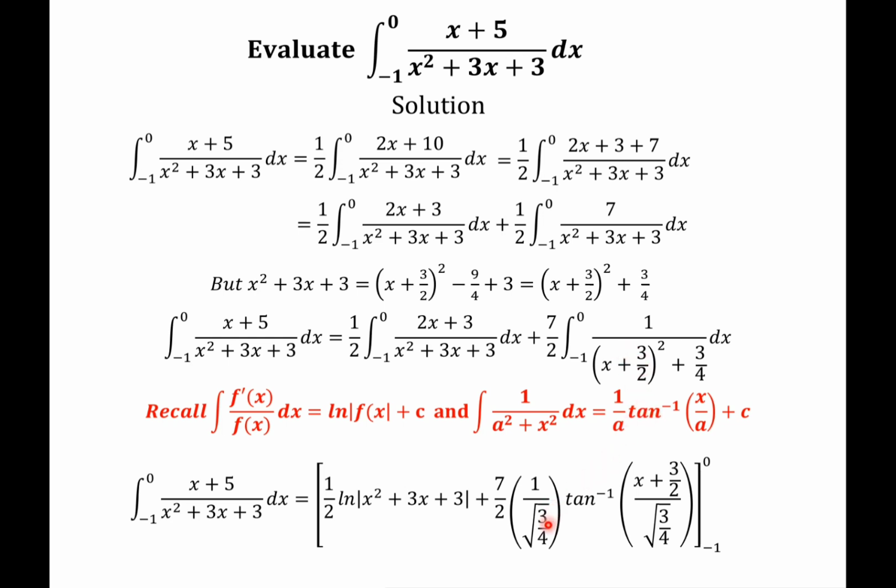And so in the second integral, we have first 7 over 2, which is the constant term before the integral, and then 1 over a, where a is the square root of 3 over 4. So we have 1 all over the root of 3 over 4, tan inverse of the linear expression that is being squared at the completed square there, all over a, which is the square root of 3 over 4.